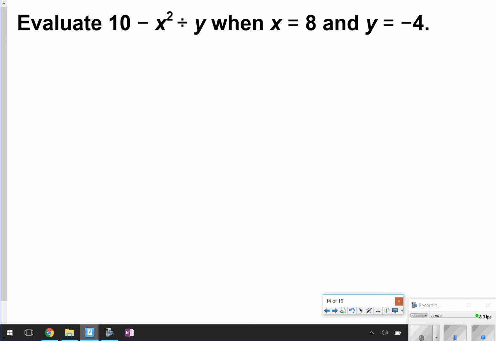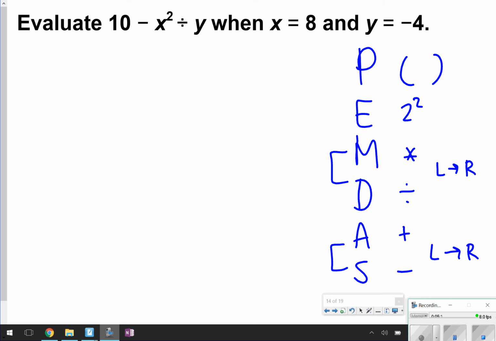The last little bit is just whenever you're plugging in numbers and solving them using order of operations. Just as a reminder, order of operations is please excuse my dear Aunt Sally, or parentheses, exponents, multiplication and division from left to right, and then addition and subtraction from left to right. Let's go ahead and try this question.